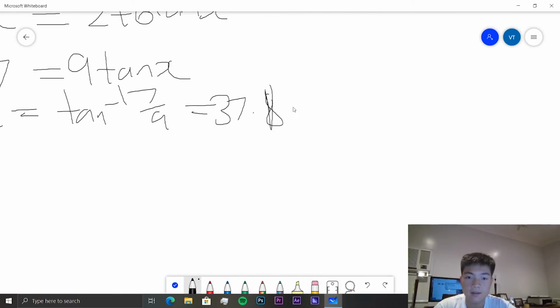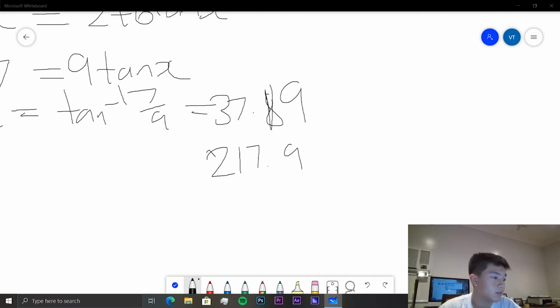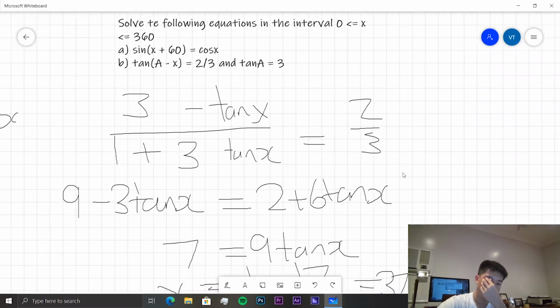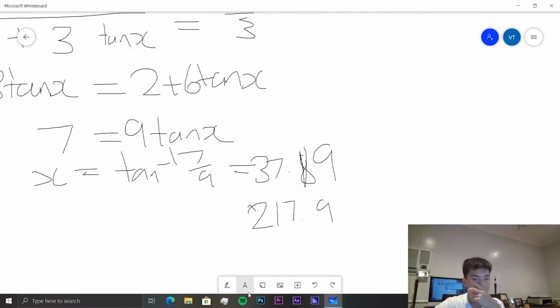Which is equal to 37.9, or 180 plus that. 180 plus 37.9 is equal to 217.9. So yeah, those should be the two answers. 9 minus 3 tan x is equal to 1 plus 2 plus 6 tan x. I don't know, I don't see the problem, so I think these should be correct. I'm not sure what the book did.